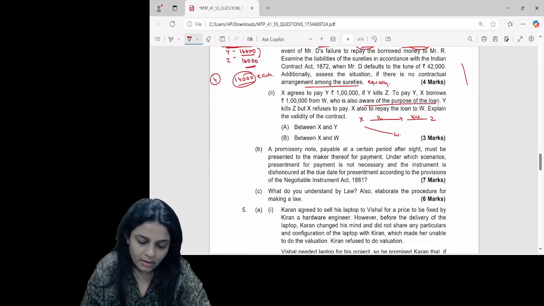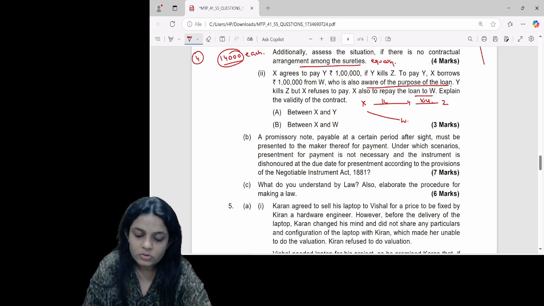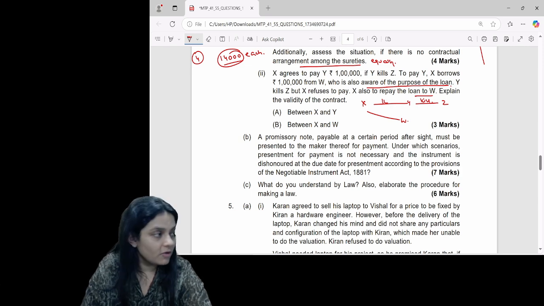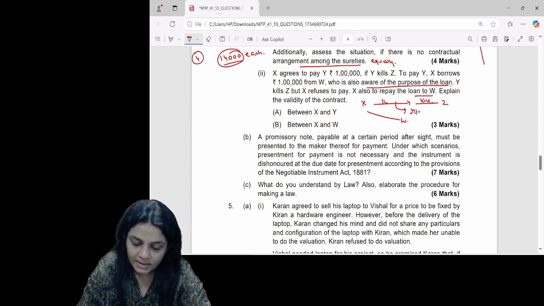Y kills Z, but X refuses to pay. X also refuses to repay the loan to W. Explain the validity of the contract between X and Y. Can I say the contract of X and Y is illegal? Yes. And the validity of X and W.